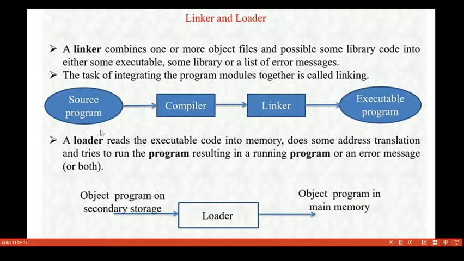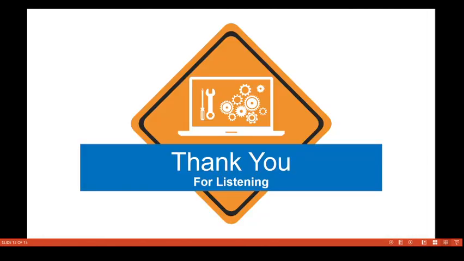So you have a source code, then you have your compiler. The compiler will compile the high-level language. Then the linker, the task of integrating these program modules together, is called linking. It will link all the output of the compiler before it is executed, to make the executable program possible. What about the loader? The loader reads the executable code into memory. It does some address translation and tries to run the program, resulting in a running program or an error message, or both. So: object program on secondary storage, loader, then object program in main memory. This is all about linker and loader.